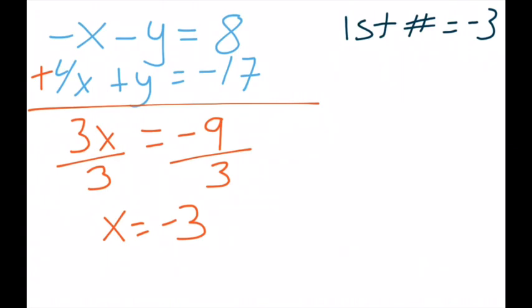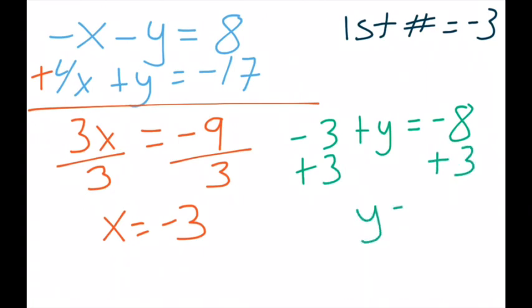Okay, I'm going to go ahead now and plug that back in for my first equation and solve for y. So I have negative 3 plus y equals negative 8. Now I'm going to add 3 to both sides. y equals negative 5. So I know my second number equals negative 5.